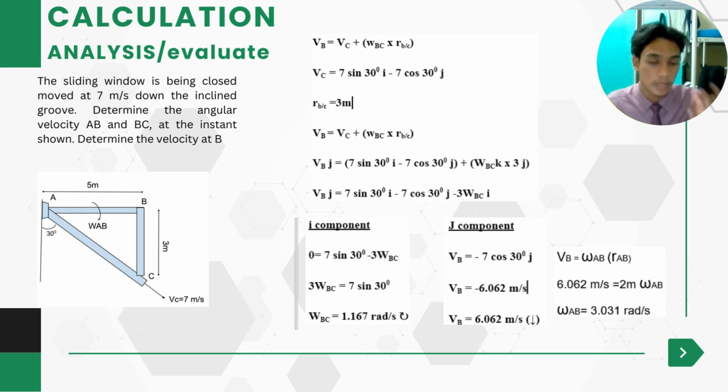Because we get the BC information, we can put it in the formula at the right side bottom, which is VB equals omega AB times RAB, and we can find omega AB, which is equal to 3.031 radians per second. And omega BC is equal to 1.167 radians per second. I think that's all for the calculation.